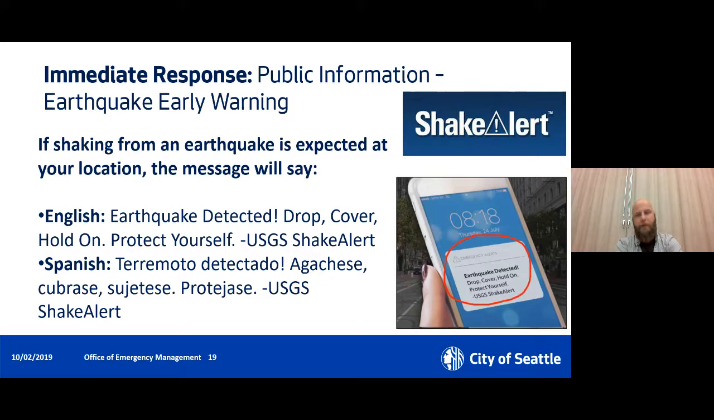And the point of this is back to that life safety. If you can even have 5 seconds, 10 seconds, 15 seconds to put yourself in a safe position during an earthquake, that can go a really long way. So the point is really to tell you this is going to happen, shaking is going to happen, drop, cover, hold on. If you're in an unsafe place, hopefully you can get to a safe place.